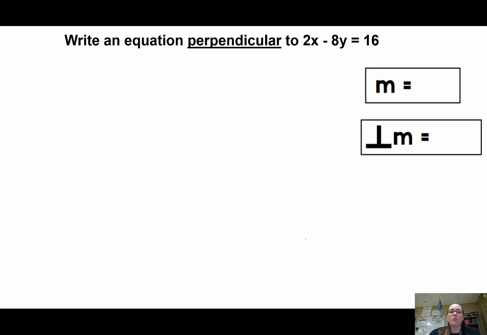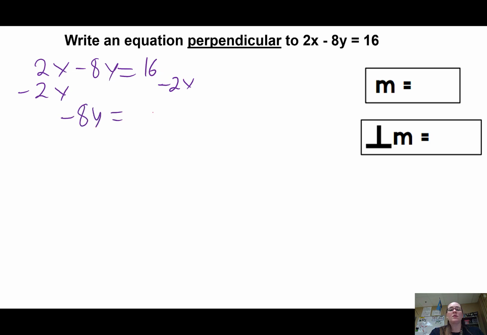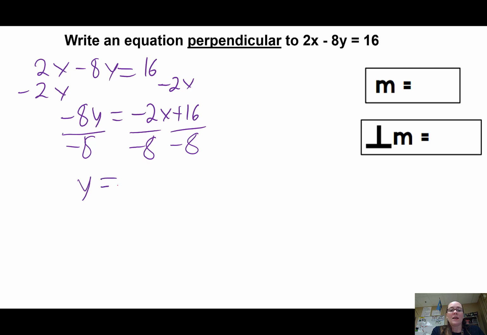All right, we'll look at one more for this video and then we'll be done. We're going to write an equation that's perpendicular to 2x minus 8y equal to 16. First thing I do is I need to convert. So 2x minus 8y equals 16. Move the x. So -8y equals -2x plus 16. Finally, we need to divide everything by -8, giving us y equals 1/4 x minus 2.